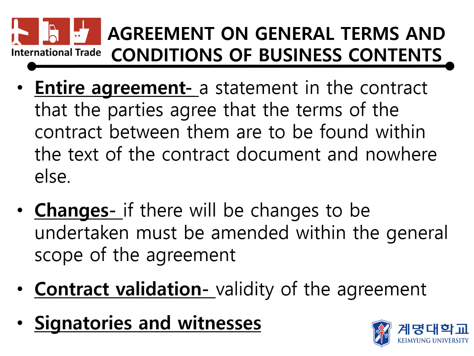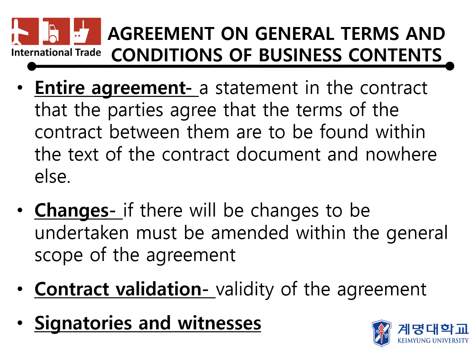For the last set of our general terms and conditions of business contract, we have the entire agreement, changes, contract validation, signatories, and witness. When we say entire agreement, it's like binding yourself or agreeing to the agreements of the buyer and the seller, that they agree to whatever is written in the contract. That is entire agreement. So again, they agree with consent that the buyer and the seller approve whatever is written in the contract.